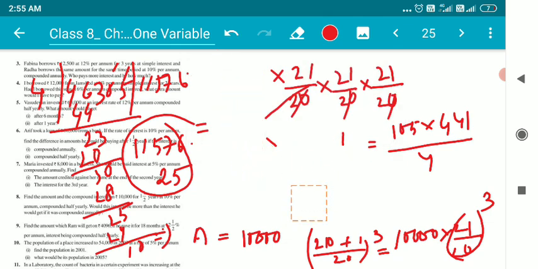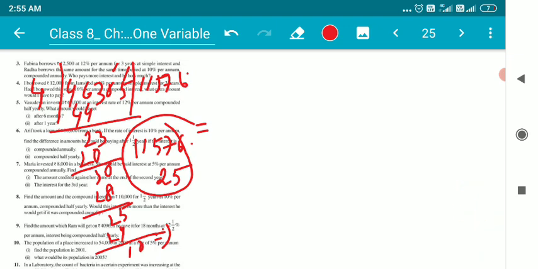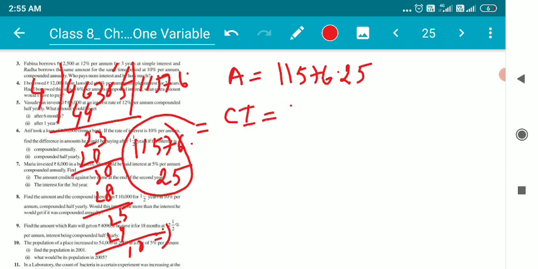Okay children, so let me write over here. So the amount I'm getting from here is amount is equal to 11,576.25. This amount to be paid. So of course, what is the interest children? So the compound interest is equal to amount minus principal.